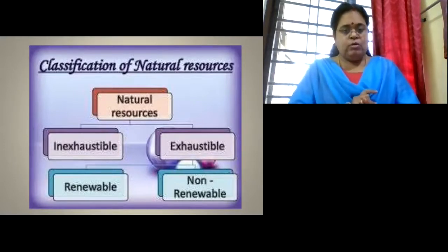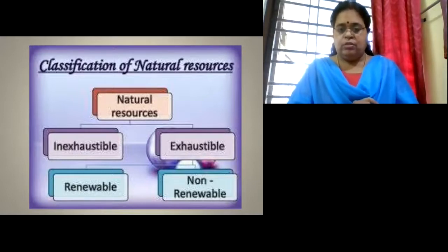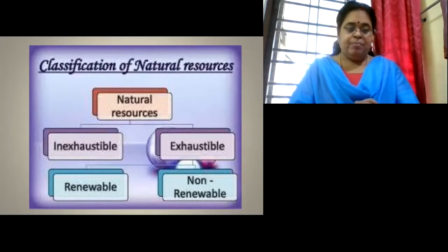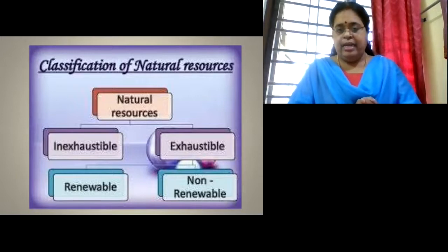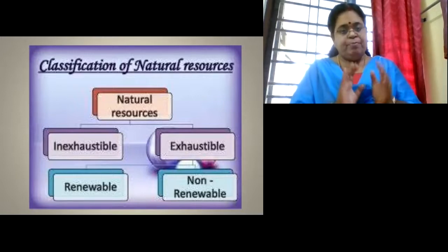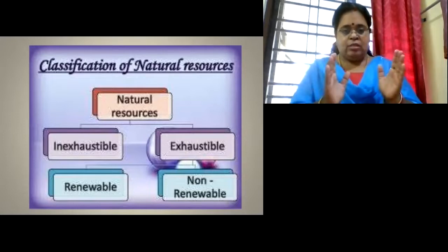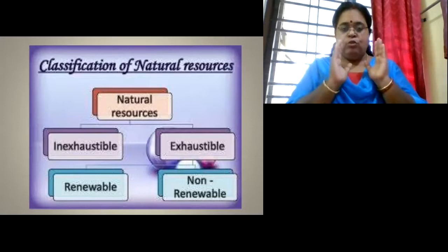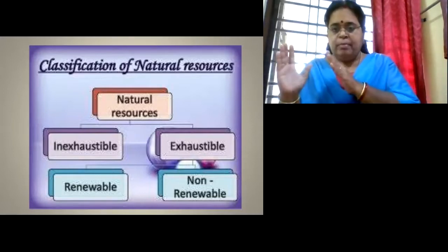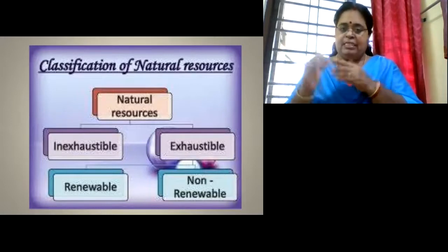There are two other words also that can be used with these two words. That is, inexhaustible resources are also called renewable resources, and exhaustible resources are called non-renewable resources. Inexhaustible resources, you can take the example of sunlight, air, etc. They are inexhaustible natural resources. Whereas the exhaustible resources are forests, wildlife, coal, petroleum, natural gas, etc. So I hope you have understood the difference between inexhaustible and exhaustible. Inexhaustible means those resources that do not get depleted. Exhaustible means those resources that get depleted or they get over.